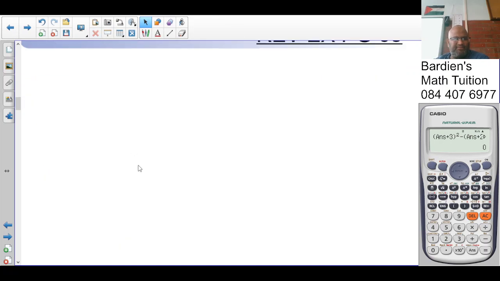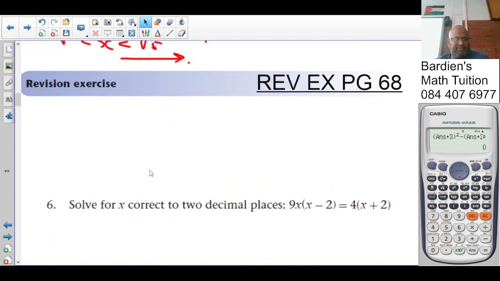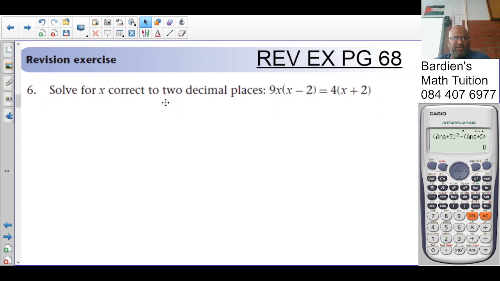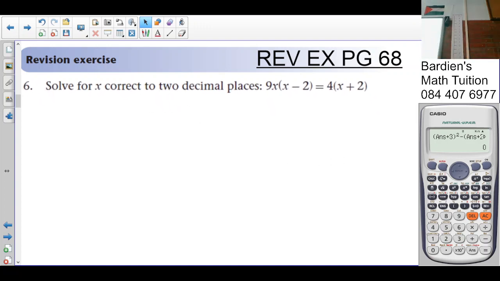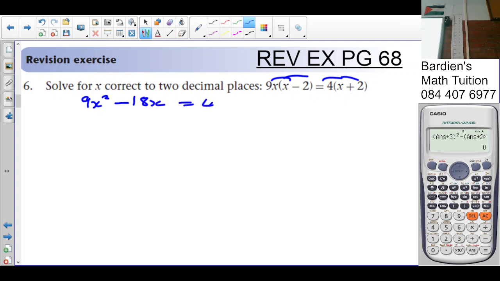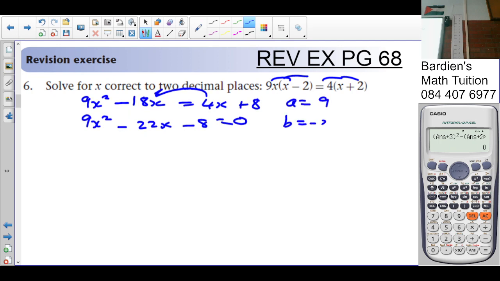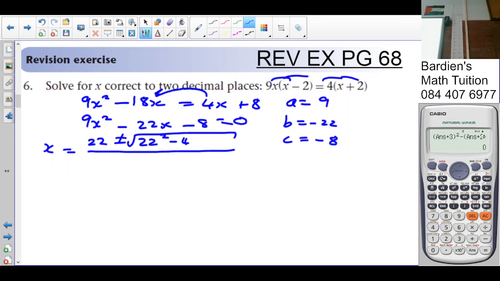Right, let's look at the next one. Question 6. It says solve for x correct to 2 decimal places. So yeah, definitely quadratic formula. So it's going to give you 9x squared minus 18x equals 4x plus 8. So it's 9x squared minus 22x minus 8 equal to 0. So this now has an a value of 9, a b value of negative 22, and a c value of negative 8. Okay, so x is equal to minus b, which is minus minus 22, plus minus the square root of negative 22 squared minus 4, your a value is 9, your c is negative 8, over 2 times your a value of 9.